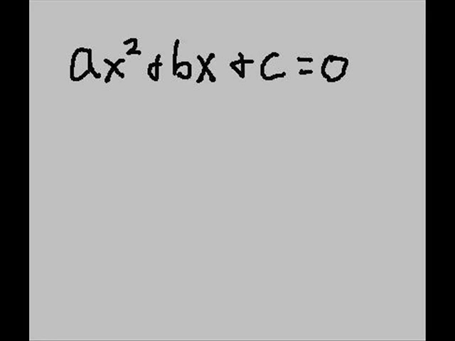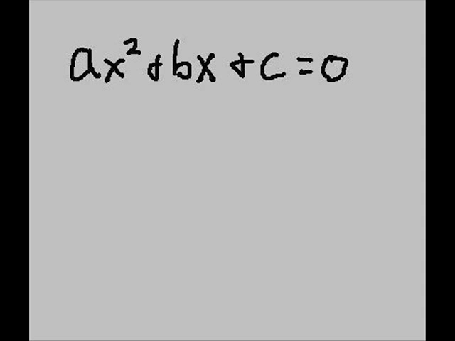So I got this general form, ax squared plus bx plus c equals 0. I want to make a quadratic formula out of that. How am I going to do that? Let me start by moving all of the non-x terms out of there.